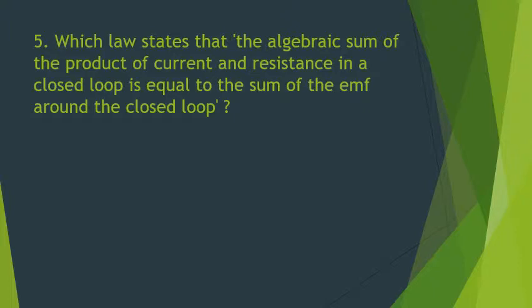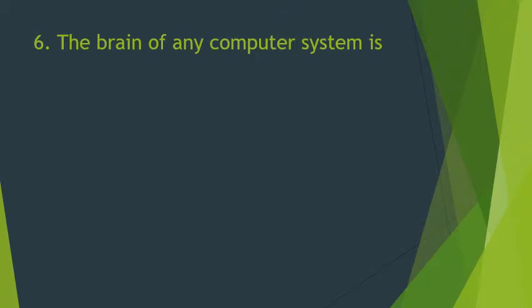5. Which law states that the algebraic sum of the product of current and resistance in a closed loop is equal to the sum of the EMFs around the closed loop? A. Kirchhoff's law, B. Ohm's law, C. Newton's law, D. None of the above. 6. The brain of any computer system is: A. ALU, B. Memory, C. CPU, D. Control unit.